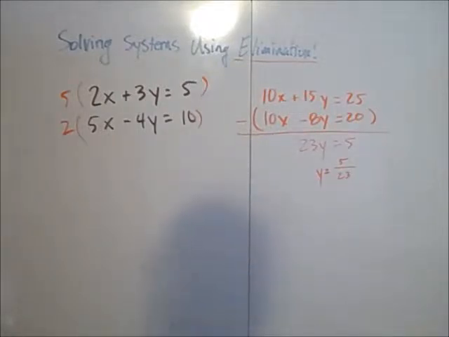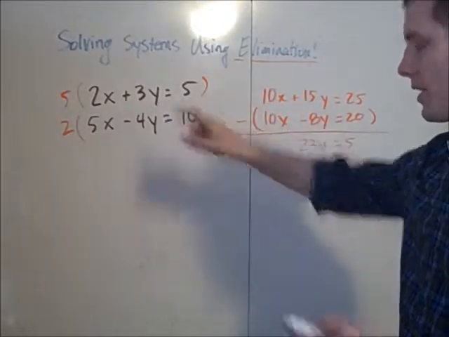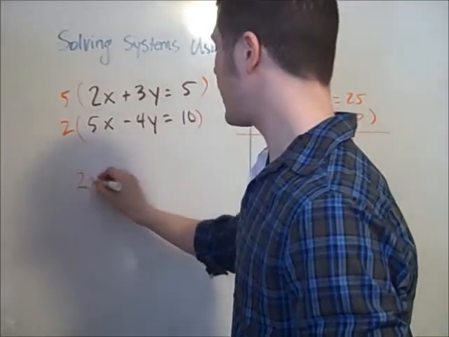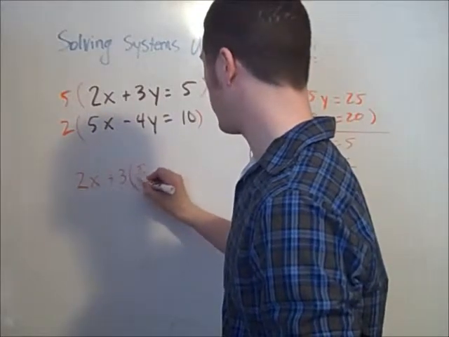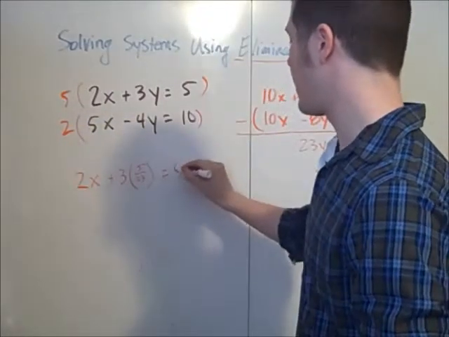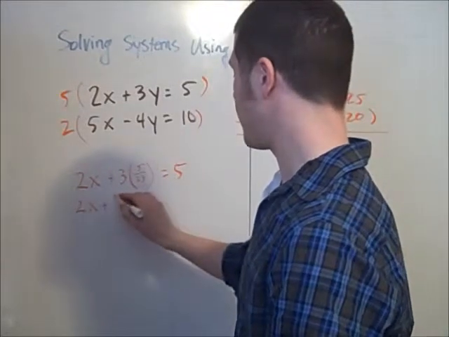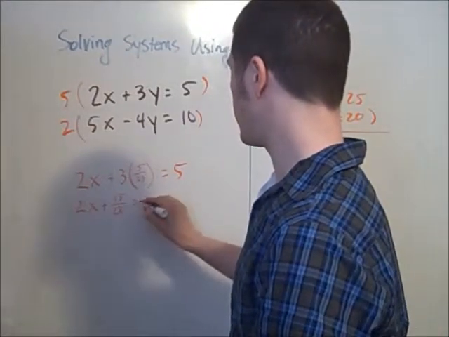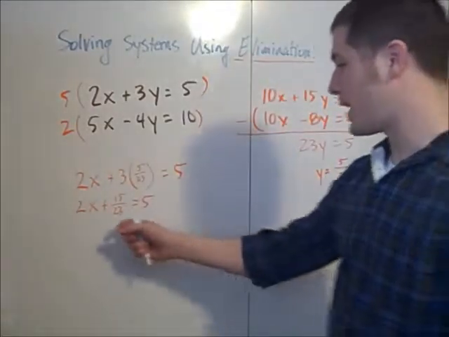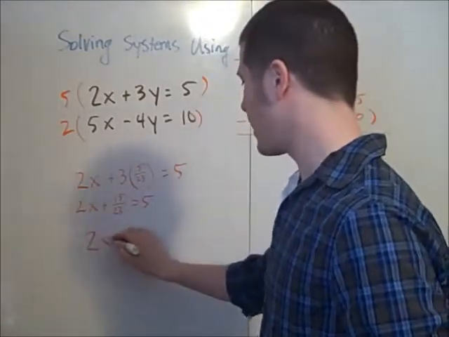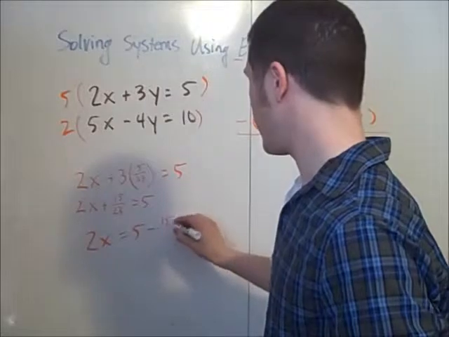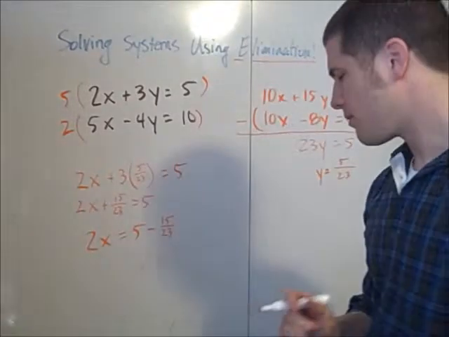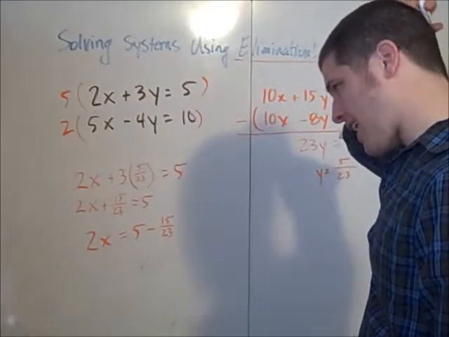So to solve for x, I can just go right back to one of these two equations here. It doesn't matter which one, and plug in the y value. So let's just go to this first equation here. I have 2 times x plus 3 times 5/23, which is the y value. This has to be equal to 5. So I have 2x plus 15/23 is equal to 5. I should subtract 15/23 from both sides. So I have 2x is equal to 5 minus 15/23. Okay, so I have to get a common denominator at this point.